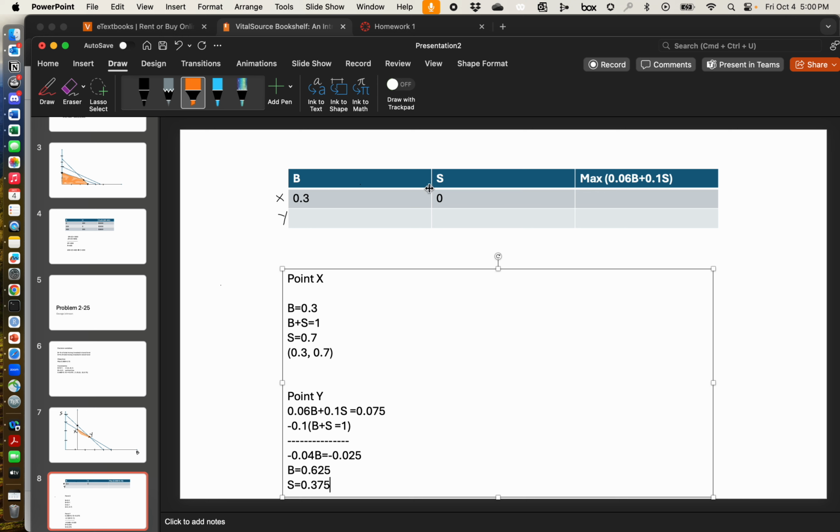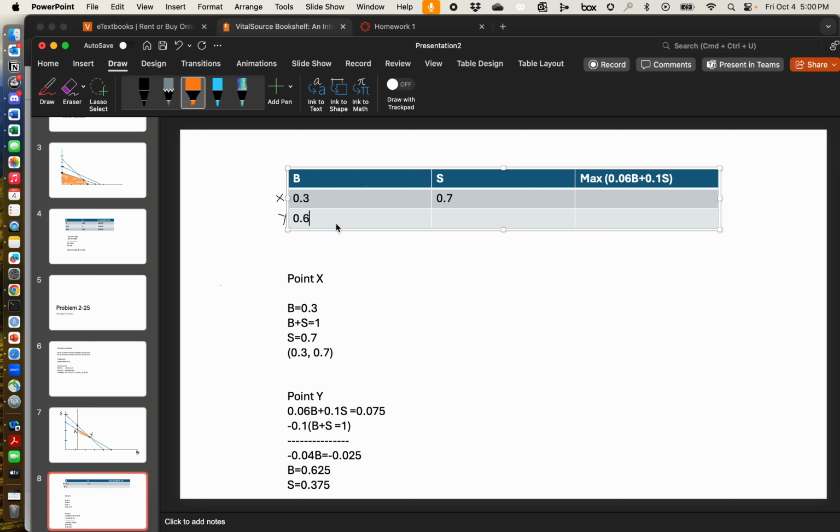So those are my two options. So 30% bonds, 70% stocks, or 62.5% bonds and 37.5% stocks. Those are my two options.